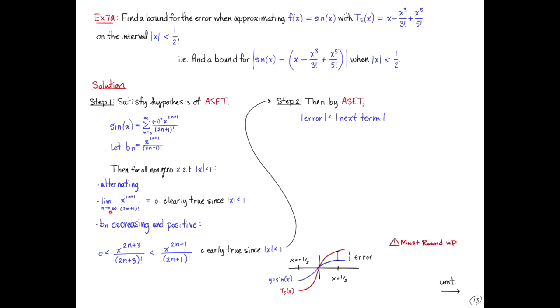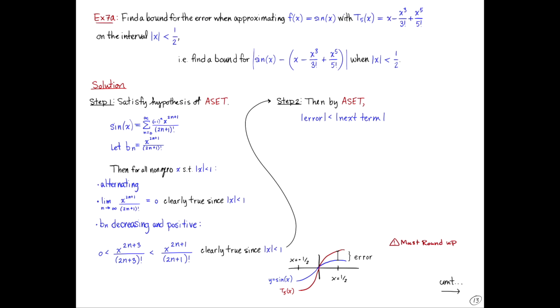The limit as n approaches infinity of x to the 2n plus 1 over 2n plus 1 factorial is equal to 0. This is clearly true, and it hinges on the fact that the absolute value of x is less than 1. Since we're dealing with a fraction, something less than 1, that means that we're going to have a 1 in the numerator and some number down here in the denominator. And that number down here is going to be positive and growing. 1 over something that's growing without bound clearly goes to 0 as n goes to infinity.